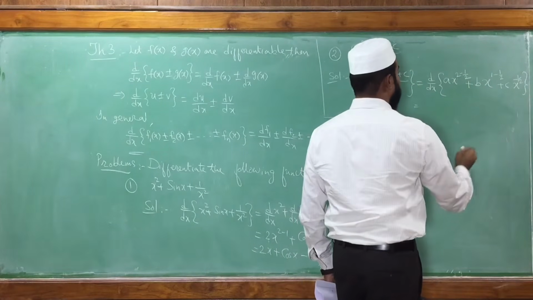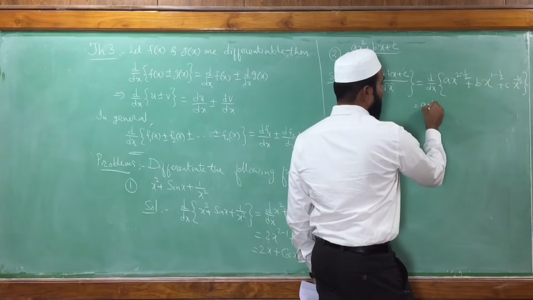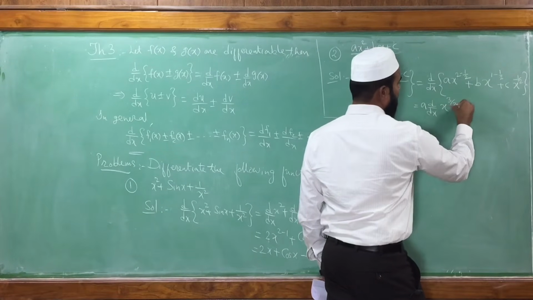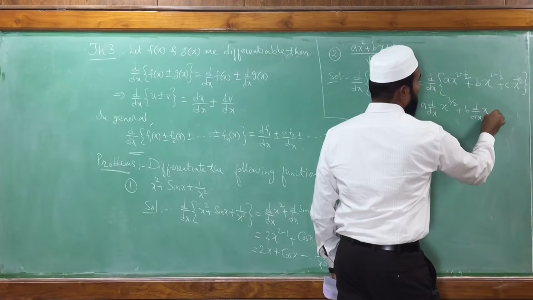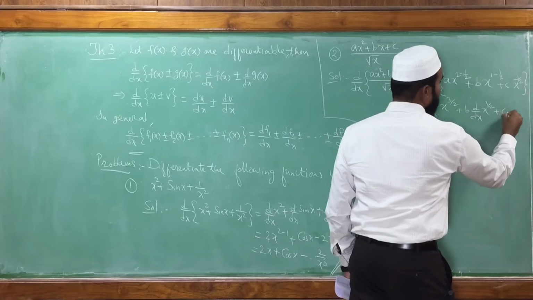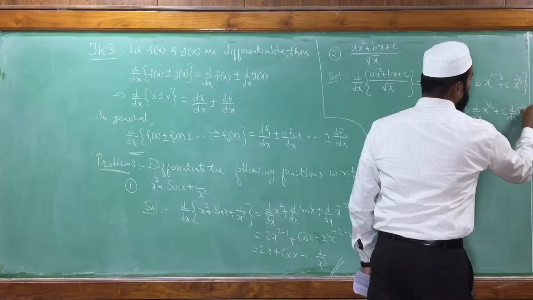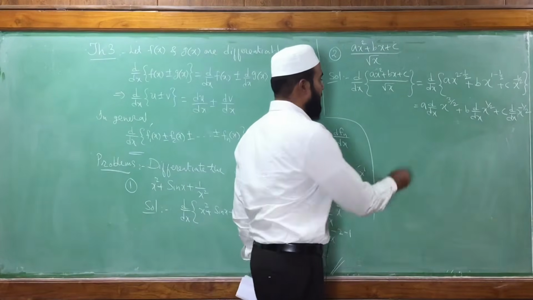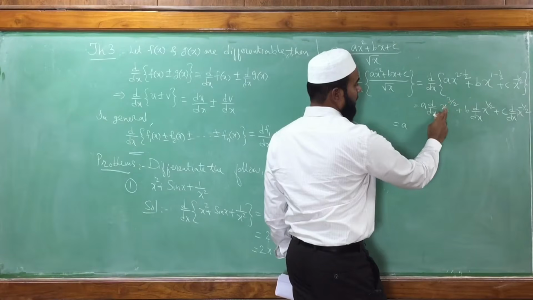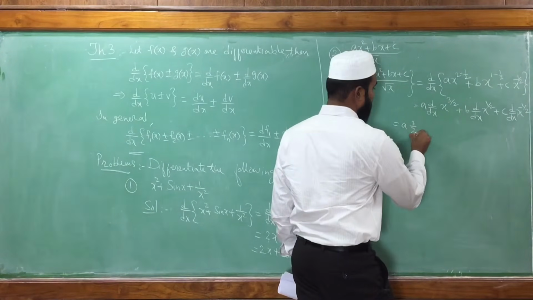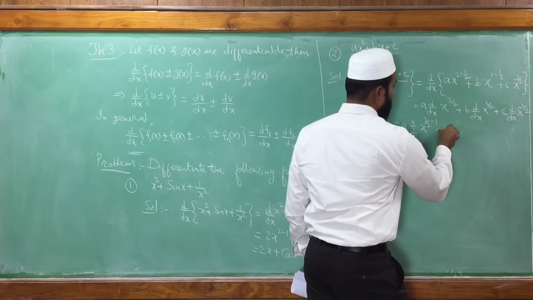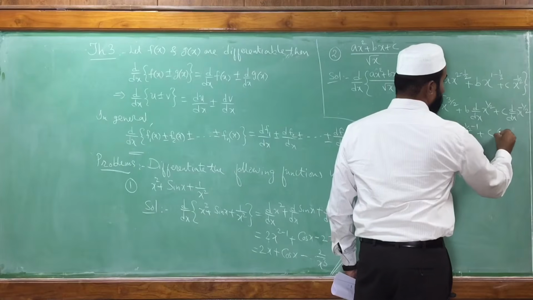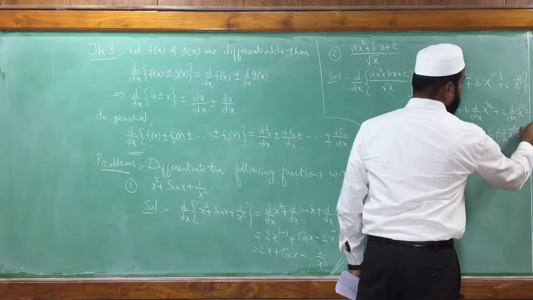We can distribute this derivative on each term, and a is a constant that can be taken out. So what will remain? d by dx of x power, what will happen? 2 minus 1 by 2, 3 by 2, right? Plus b into d by dx of x power 1 minus 1 by 2 is 1 by 2, plus c into d by dx of x power minus 1 by 2, right? Now we have to differentiate all these terms by using the x power n formula. Derivative of x power n is nothing but n into x power n minus 1, that is 3 by 2 into x power 3 by 2 minus 1, plus b into 1 by 2 x power 1 by 2 minus 1, plus c into, what will happen? Minus 1 by 2 into x power minus 1 by 2 minus 1, right?